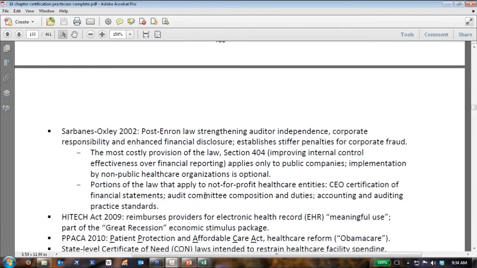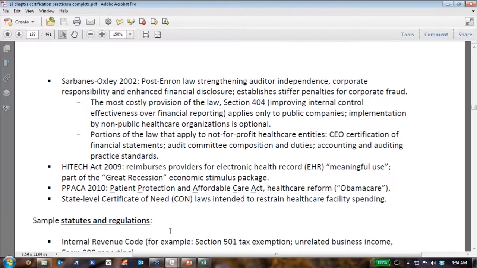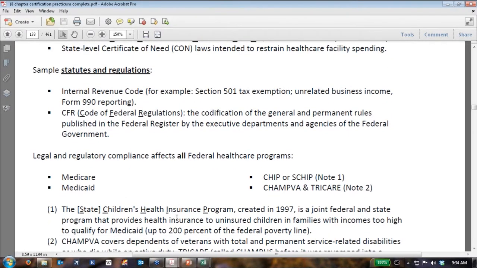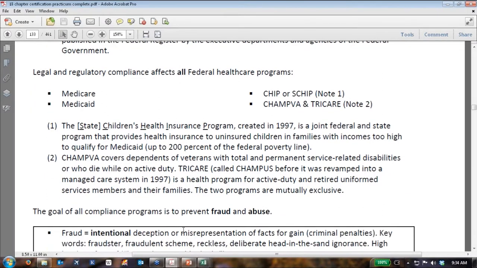Okay, so what else do we comply with here? A couple other cases: Sarbanes-Oxley, HITECH, and then some other things, including certificate of need laws that try to restrain the proliferation of construction in healthcare. And then there are some state and federal regulations. There is the Internal Revenue Code, and then there are some other things like CHAMPUS and TRICARE that we also have to comply with, and the CHIP program. All of that is described for you here.